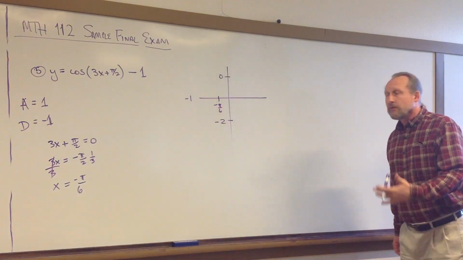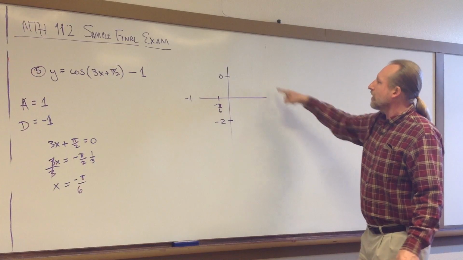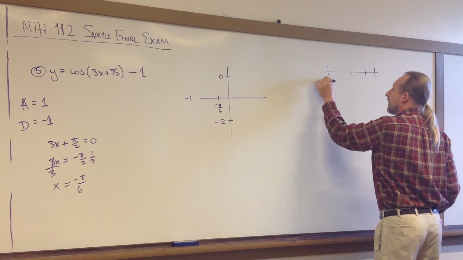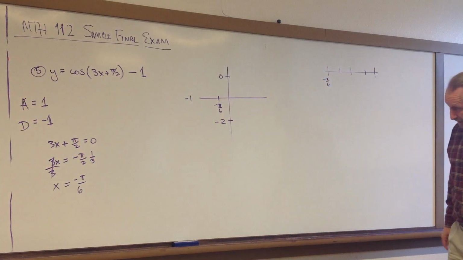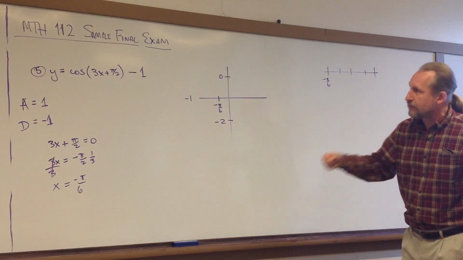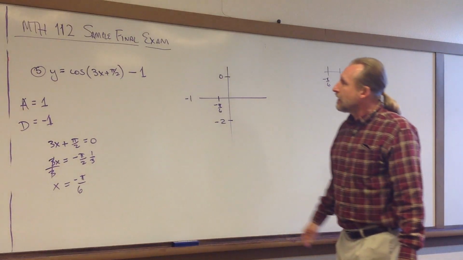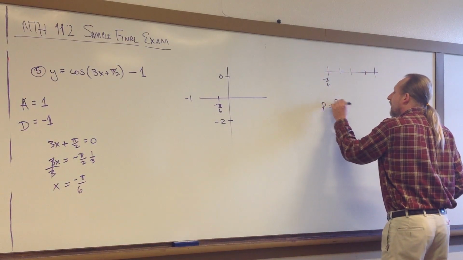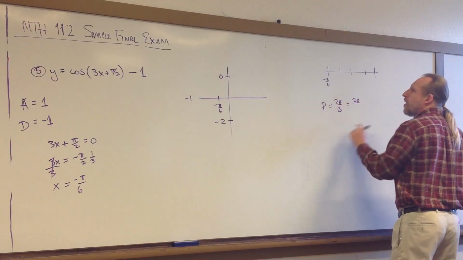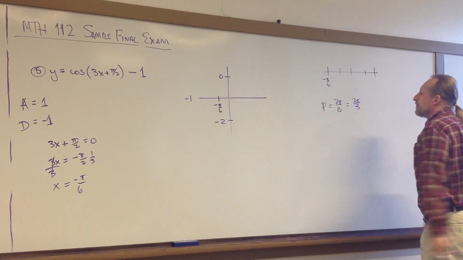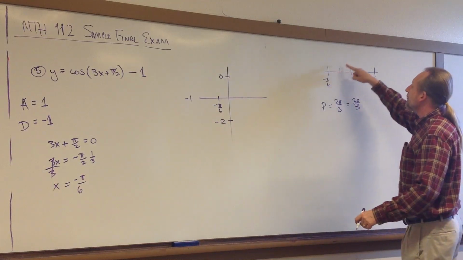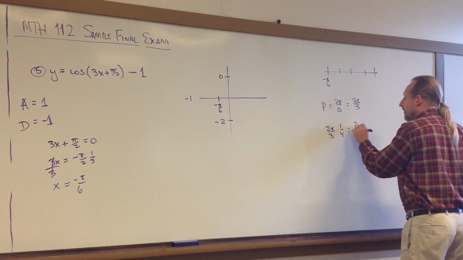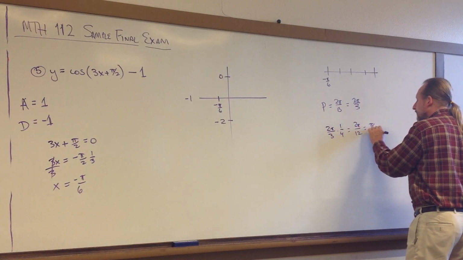Okay? Now, where are the jumps? How far are those jumps going to be, right? We've got our starting point here at negative pi over 6. Each one of those jumps is going to be the period divided by 4. So we need to know the period. 2 pi divided by b, and b is 3. So there's our period, 2 pi over 3. Each of these jumps is 1/4 of the period. So 2 pi over 3 times 1/4, 2 pi over 12, which is pi over 6.